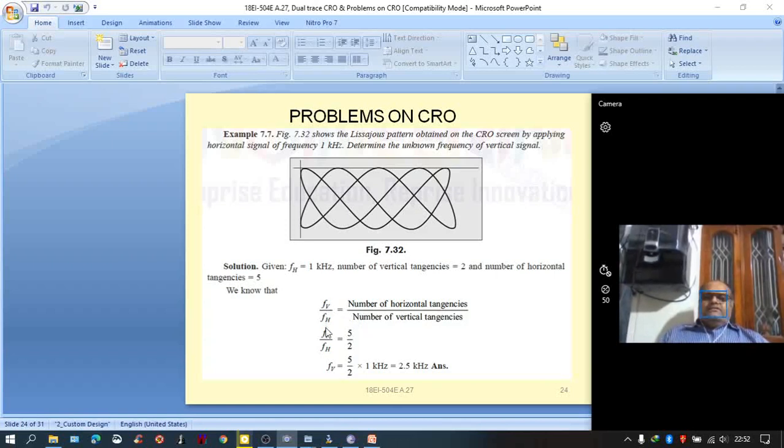Fv by Fh is equal to the number of horizontal tangencies by the number of vertical tangencies. Now here the horizontal tangencies, as you can see, are 1, 2, 3, 4, 5. Vertical tangencies are 2. So Fv by Fh is equal to 5 by 2, or Fv is equal to 5 by 2 into 1 kilohertz, that is 2.5 kilohertz. So the frequency of the vertical signal is 2.5 kilohertz.